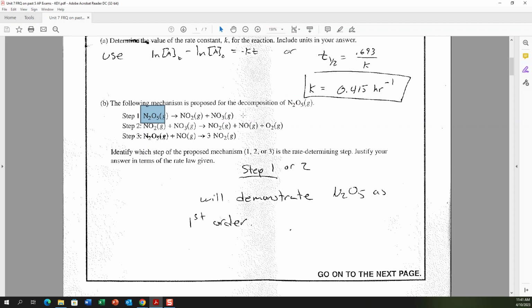If this is the rate determining step or that is the rate determining step. So remember, if the molecule shows up X number of times in the rate determining step or in any steps before it, the order is how many times it shows up, how many times it's involved in a collision. So if the third step was the rate determining step, notice that you have an N2O5 molecule here and an N2O5 molecule here. And so if the third step was the rate determining step, then N2O5 would have to be second order, but we know it's first order. So if step one or step two is the rate determining step, it will show this as a first order reactant.